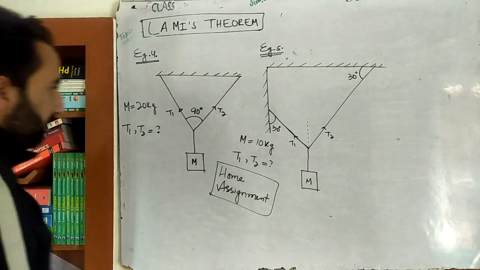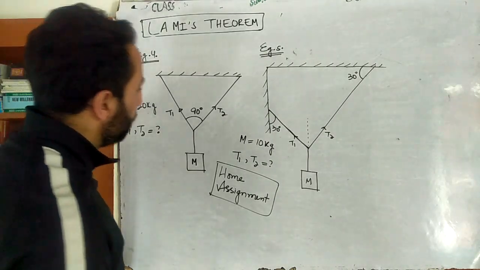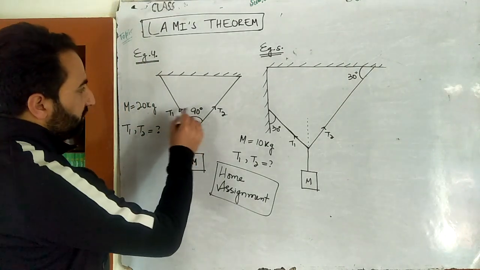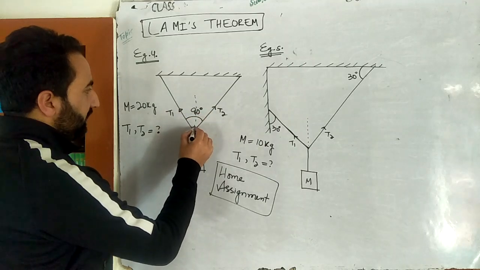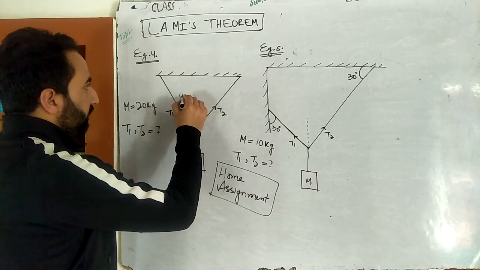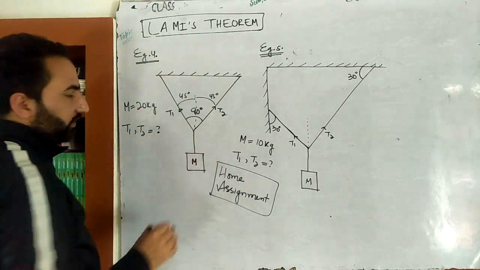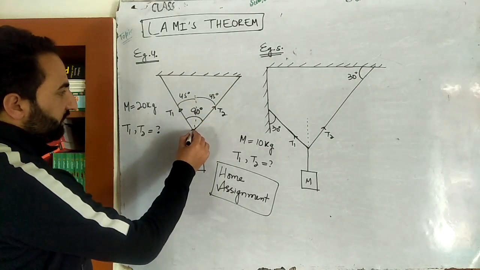Example number 4 and example number 5 are home assignments for you, and you can do them. No issues with that. Okay, so this angle is given, this 90 degree. And these are symmetrically placed, which implies that this angle is 45 degree and this angle is also equal to 45 degrees. So this angle will be 135, 135. Then use Lami's theorem. Construct ABD, then use Lami's theorem.